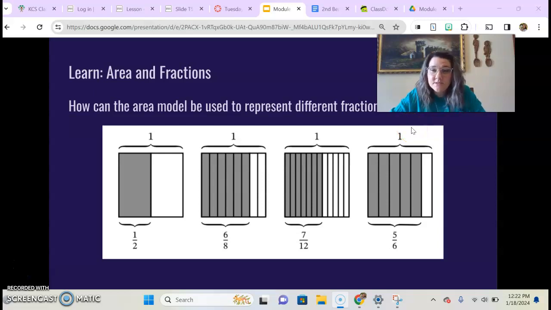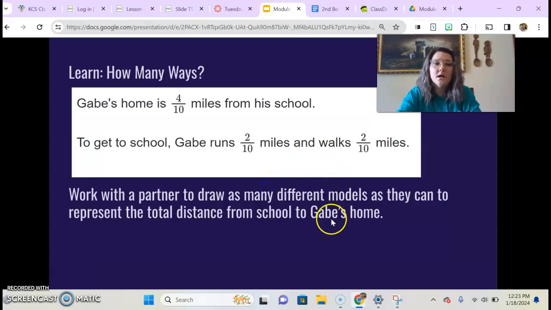Okay, so we're going to talk about just a couple more things here. We left off saying that you can take any fraction, whether it's on a number line, a circle model, or a tape diagram, and you can represent that fraction using the area model, just like we have done here.